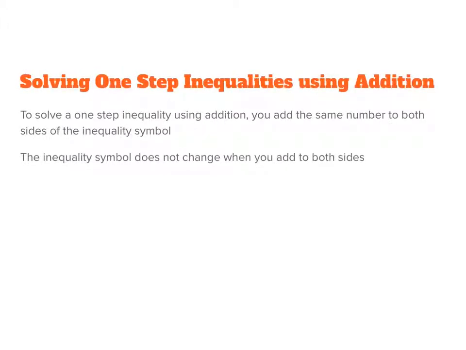We're going to start by solving one-step inequalities using addition. So in order to do that, we're going to add the same number to both sides of the inequality symbol. And the inequality symbol does not change when we add to both sides. So if it starts out as less than, it stays less than. If it starts out as greater than or equal to, it stays greater than or equal to. So the only thing we do is we add to both sides and we keep our inequality the same.